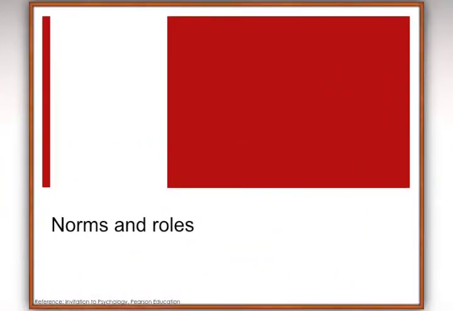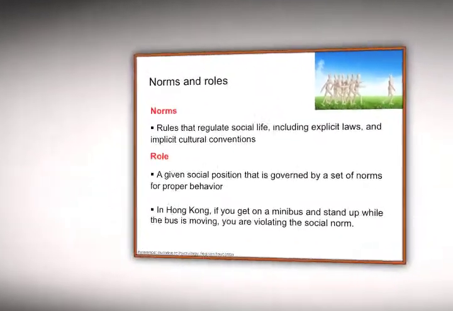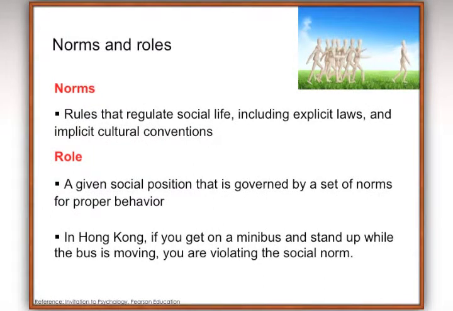Let's take a look into norms and roles. Norms and roles are fundamental concepts in understanding social influence in psychology. Norms refer to the rules that regulate social life, including explicit laws and implicit cultural conventions. A role is a given social position that is governed by a set of norms for proper behavior.